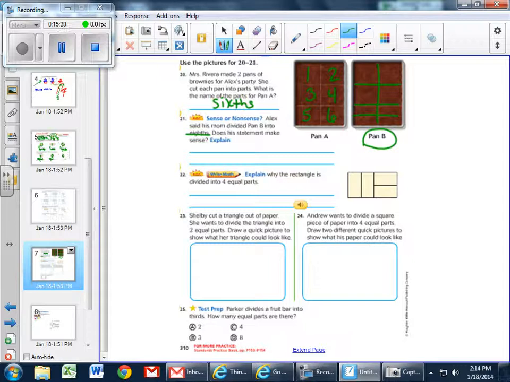If you look at Pan B, it's cut similar to Pan A, except for it has another cut on the bottom. So are each one of those pieces the same? It is not the same, because there are 8 parts, but the parts are not equal. So Pan B is not divided into eighths. So go ahead and put that into your own words and fill in number 21.